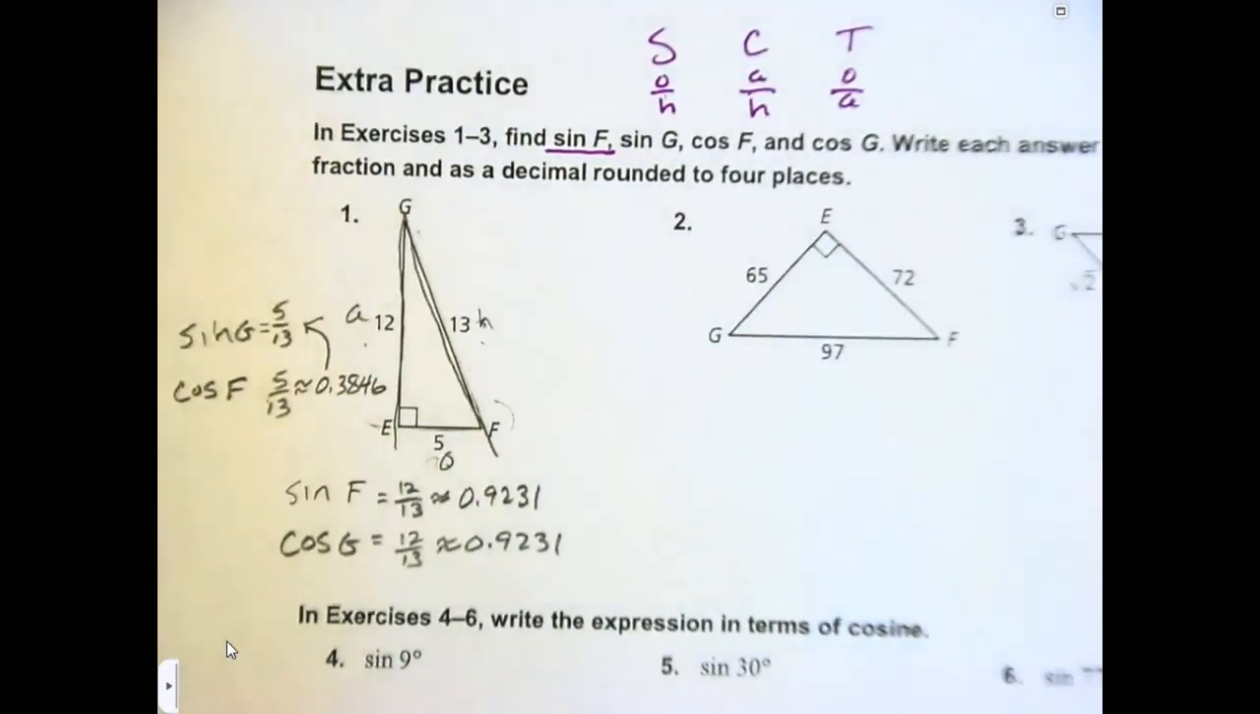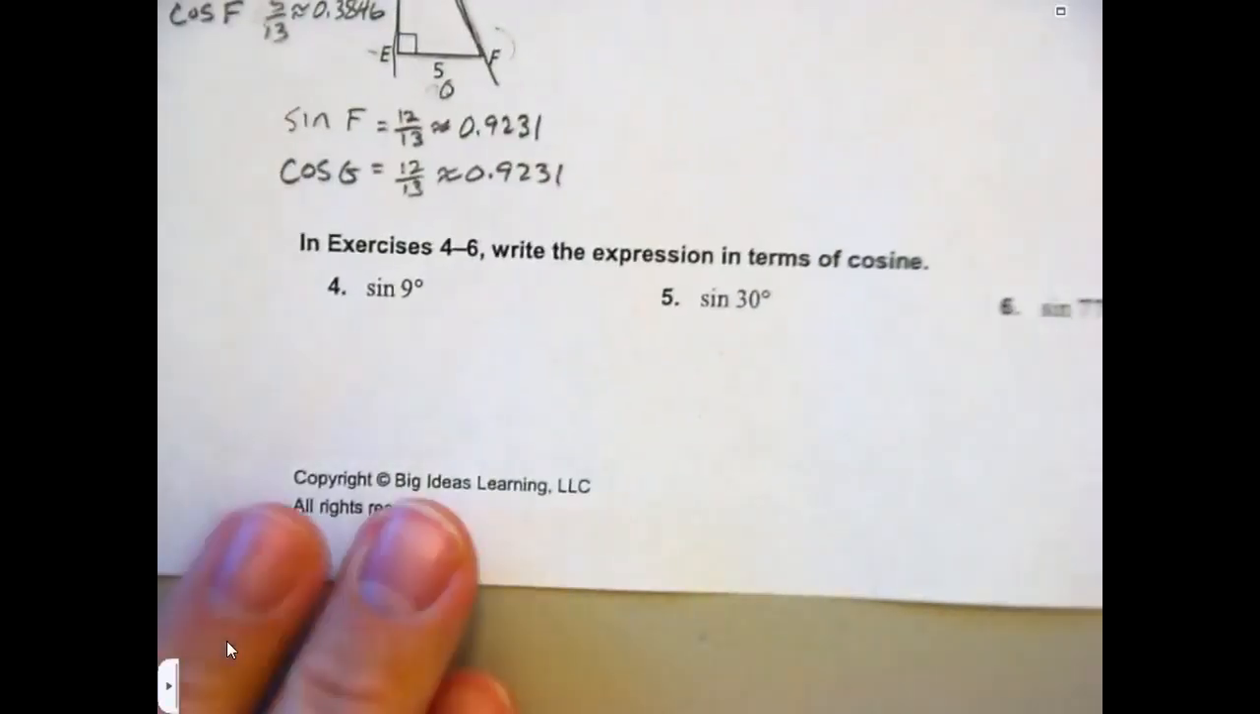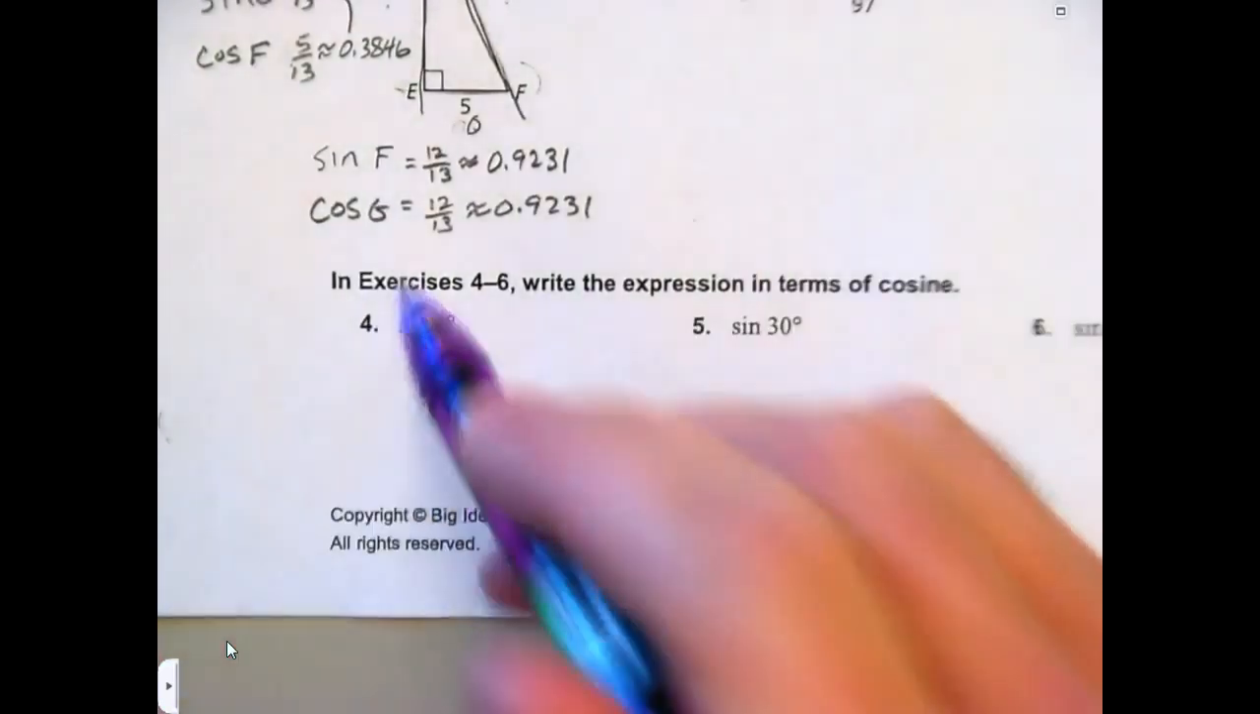All right. Questions on those? Remember, it helps if you trace the angle. All right. Numbers 4 through 6. Write the expression in terms of cosine. So find the cosine value that's the same as the sine of 9.